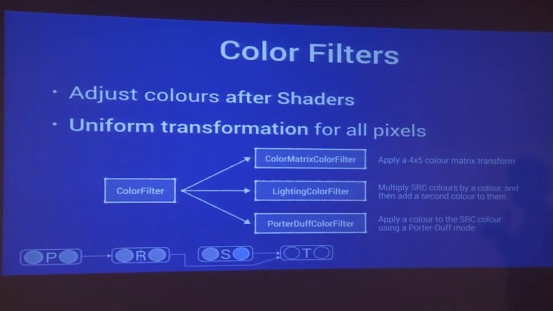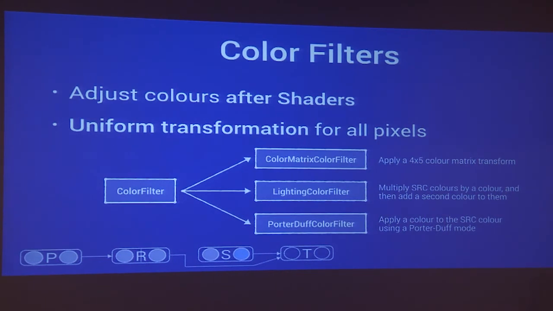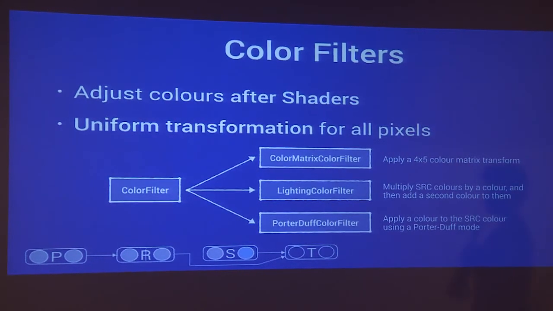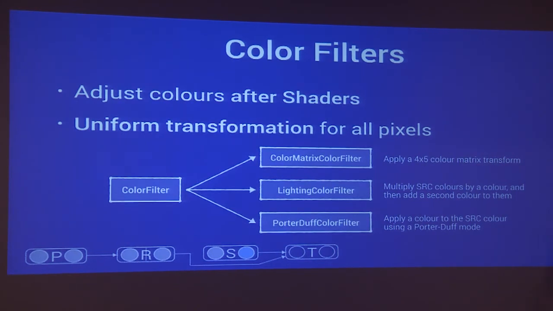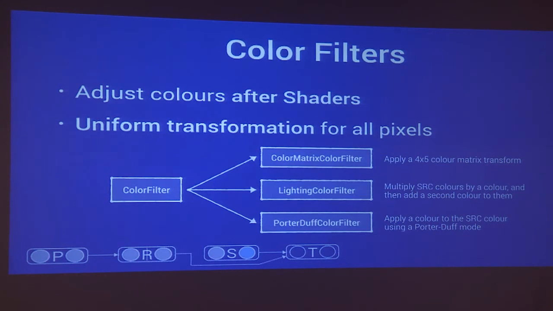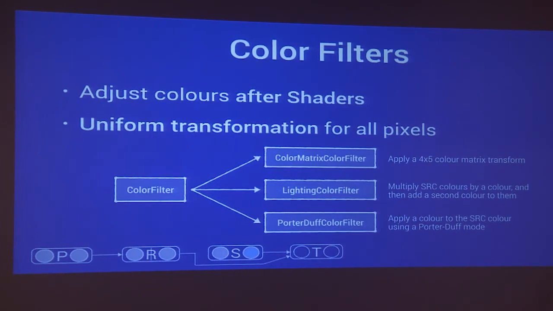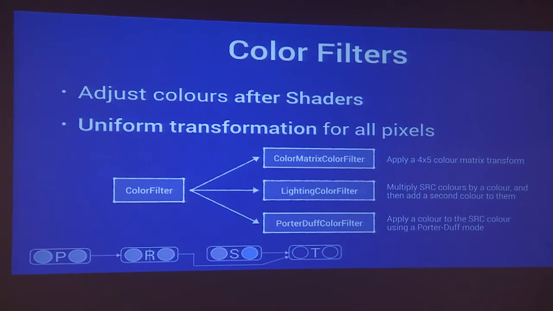Another thing in the second phase of the shading is color filters. What they do is change the color that has been set by the shaders. Again, the second pass is used to adjust what came out of the first one. They are uniformly applied to all the pixels. They are not programmable, so they just apply the same transformation to all of them. Again, three kinds of color filters. The most used one is the first one, the color matrix color filter, nice name. It basically allows you to desaturate or saturate an image, change the lightness, the brightness, transform an image from the RGB color space to YUV, and so on.